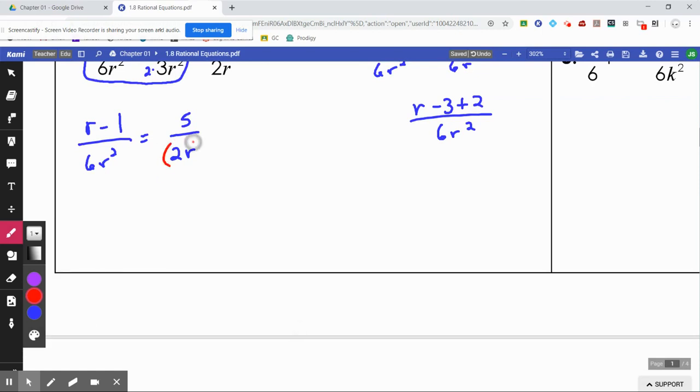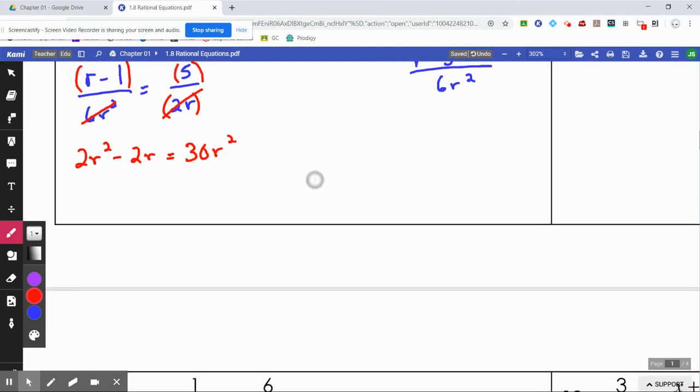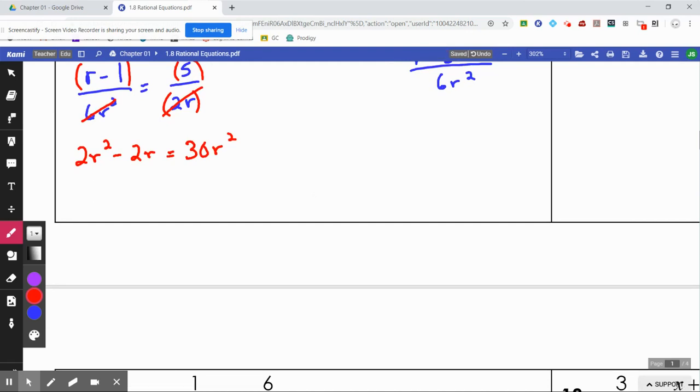We're going to move our 2r up here, and we're going to do so by multiplying. So that would be 2r squared minus 2r equals, we're going to move our 6r squared up here by multiplying, and that would be 30r squared. Let's combine our like terms. Let's move everything to the right side. So we're going to subtract 2r squared, and we're going to move our minus 2r over by adding 2r, and that gives me 28r squared plus 2r is equal to 0.